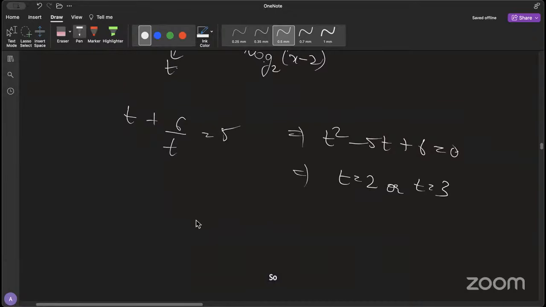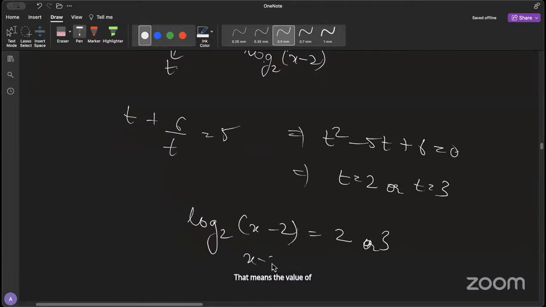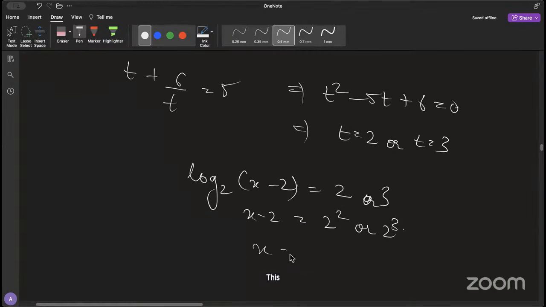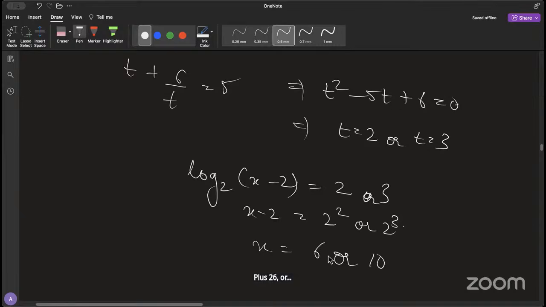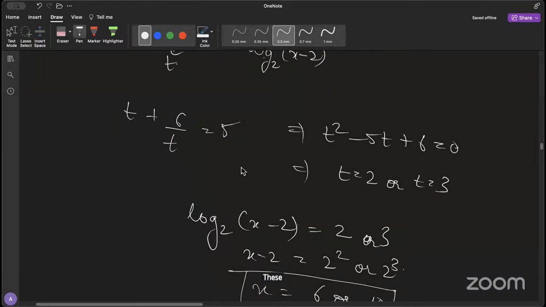So we have the value of t, that means we have the value of log base 2 of x minus 2, which is equal to 2 or 3. That means the value of x minus 2 is 2 to the power 2 or 2 to the power 3, right? This means your x is either 2 to the power 2, 4, plus 2, 6, or 10. So the values of x are either 6 or 10. So these are the solutions for the first one.